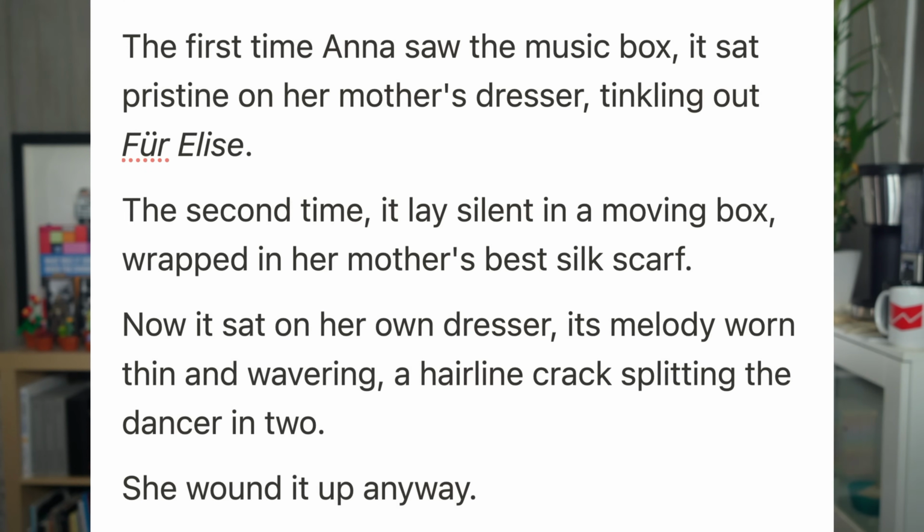When objects appear multiple times, they gather emotional weight and meaning. Here's an example. The first time Anna saw the music box, it sat pristine on her mother's dresser, tinkling out Fur Elise. The second time, it lay silent in a moving box wrapped in her mother's best silk scarf, and now it sat on her own dresser, its melody worn thin and wavering, a hairline crack splitting the dancer in two. She wound it up anyway. The music box becomes more than just an object. It reflects the relationship between the mother and daughter without ever directly addressing it, and it does this over time.